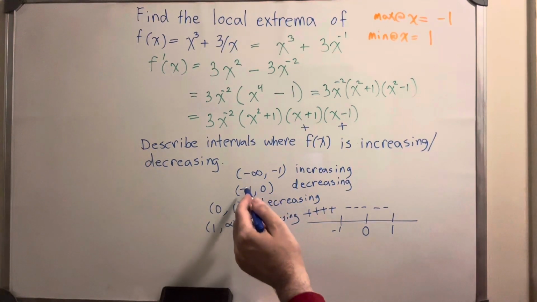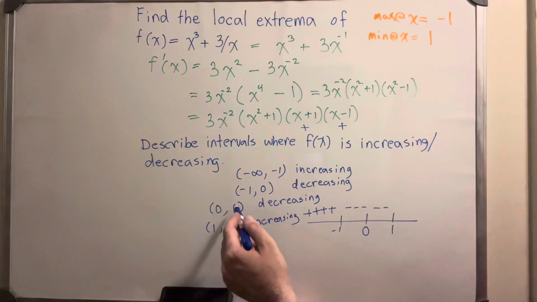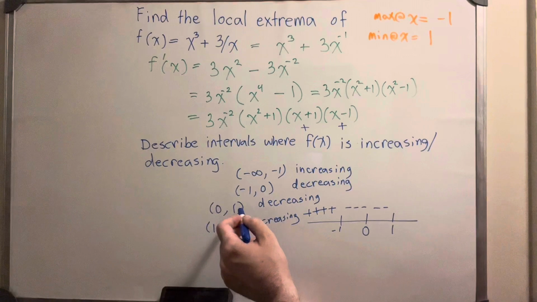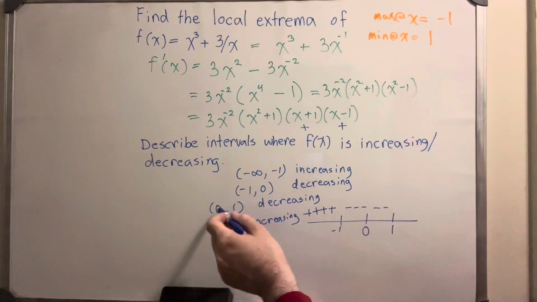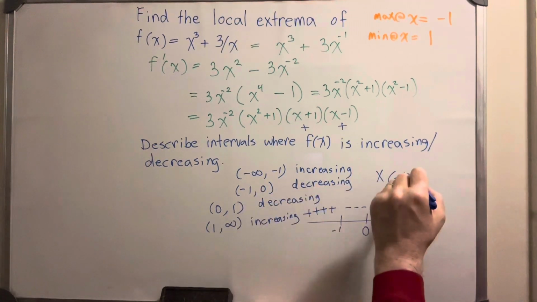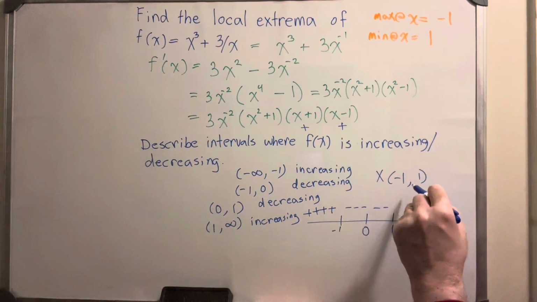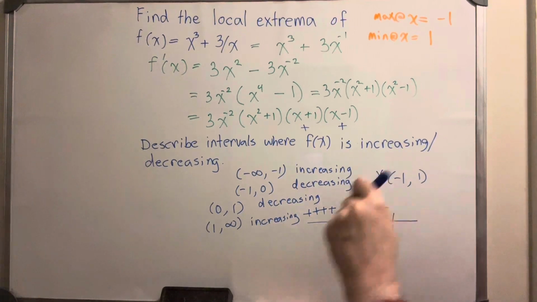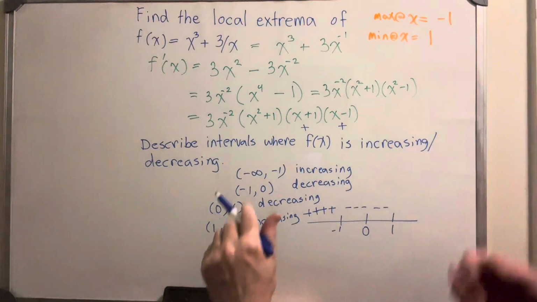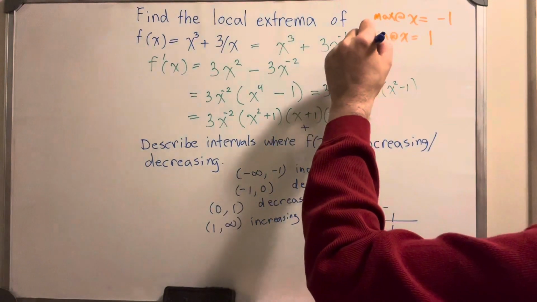Notice how even though negative 1 to 0 is open-ended and 0 to 1 is open-ended, you might want to write from negative 1 to 1 decreasing and just skip this, but that would be technically wrong. Don't combine these and say from negative 1 to 1, because that looks like you're presuming that the function is defined at x equals 0.